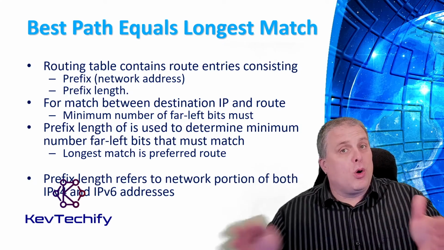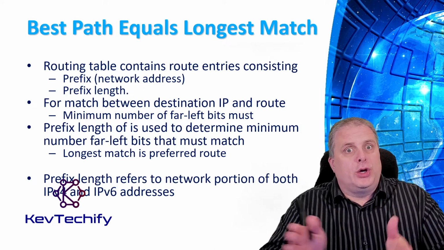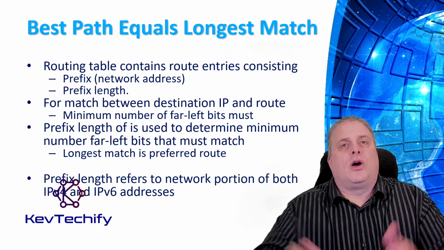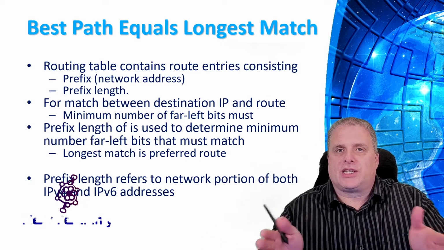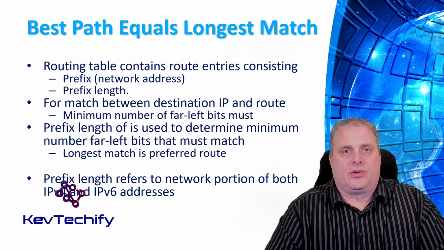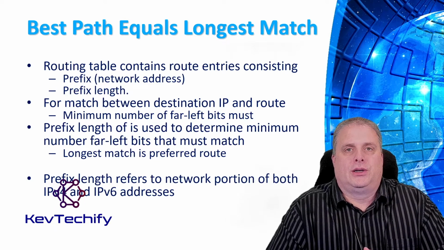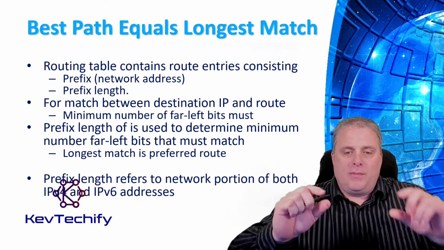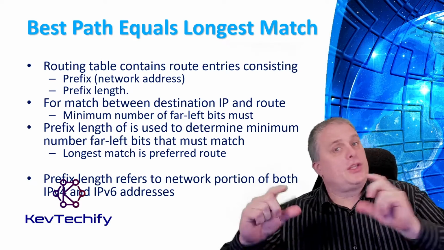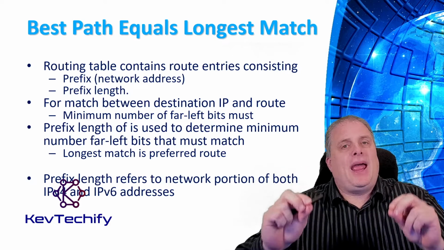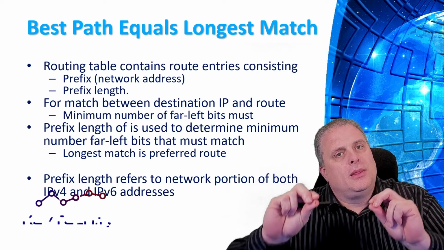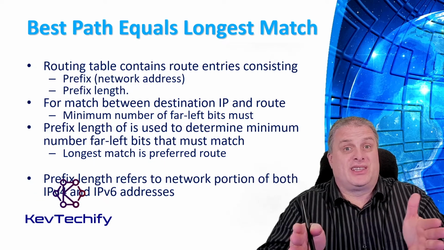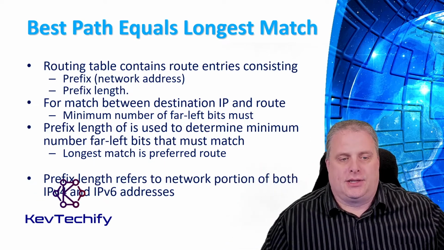Now, you can match more than that, which means you could have multiple matches, and the best path is the longest match. If you have a /16 address where 16 bits are in the network portion, and you have two entries in your routing table, one matches 16 bits, the other one matches 24 bits, the best path is going to be the one that matches the bigger number of bits. It's going to be that /24 because it matches the 16 plus an additional 8.